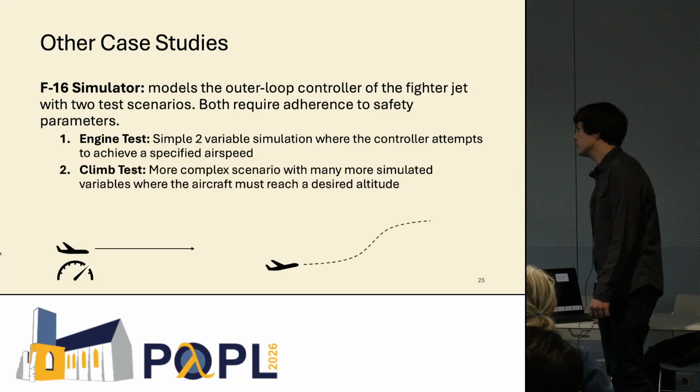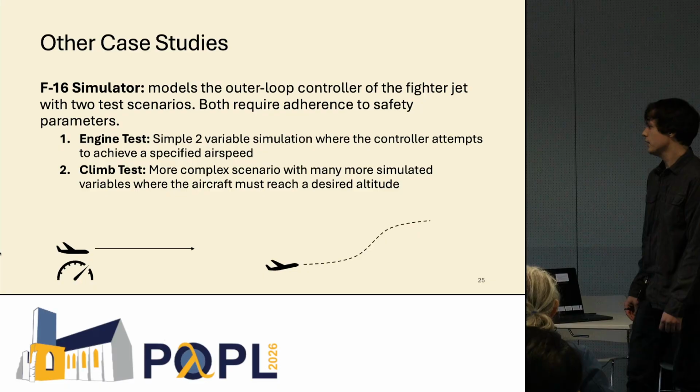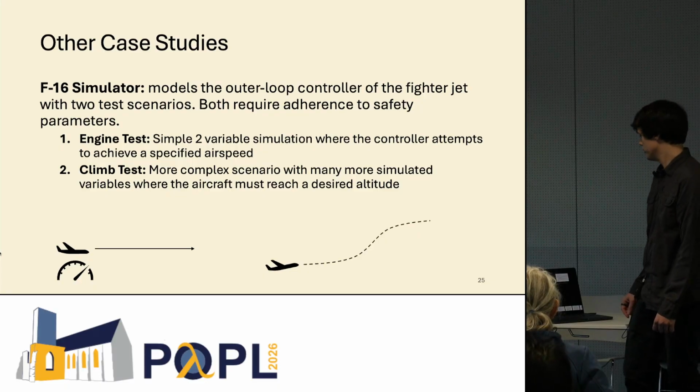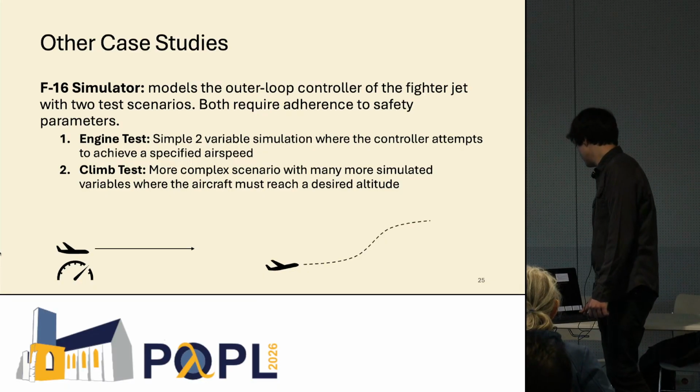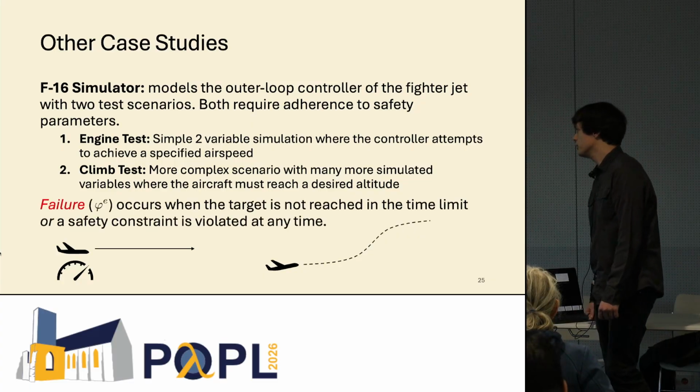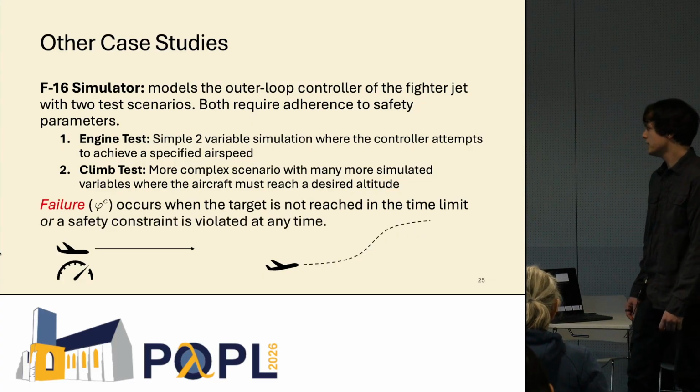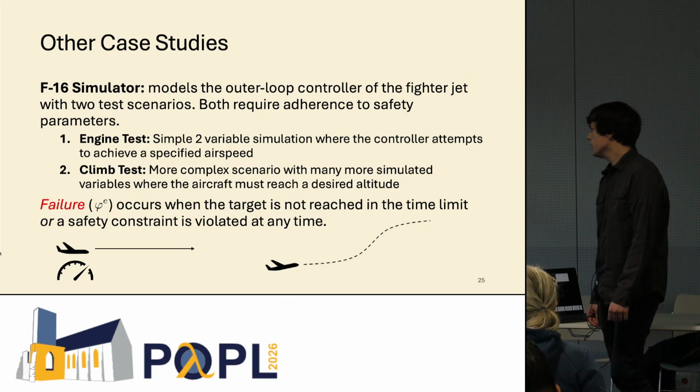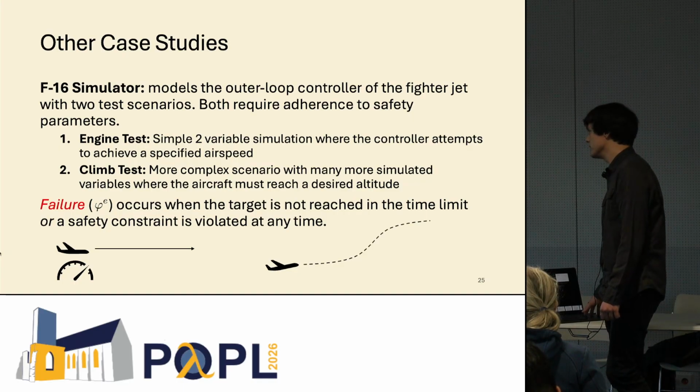And the other one is going to be a climb test, where it attempts to reach a target altitude within the allotted time. However, both of these also are subject to a number of different safety constraints, such as G-force or angle of attack, and failure occurs when the target is either not reached or one of these safety constraints is violated at any point.